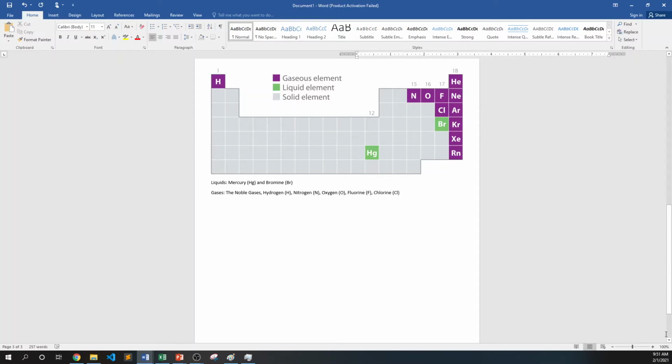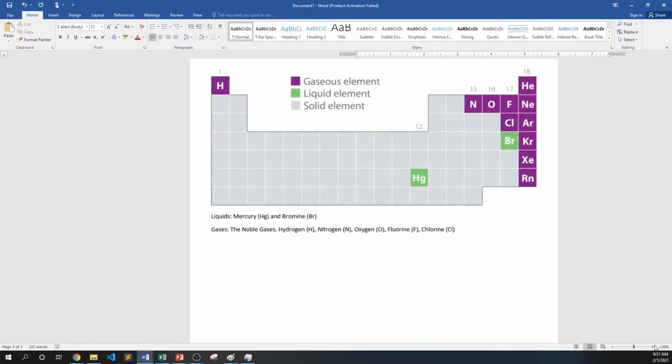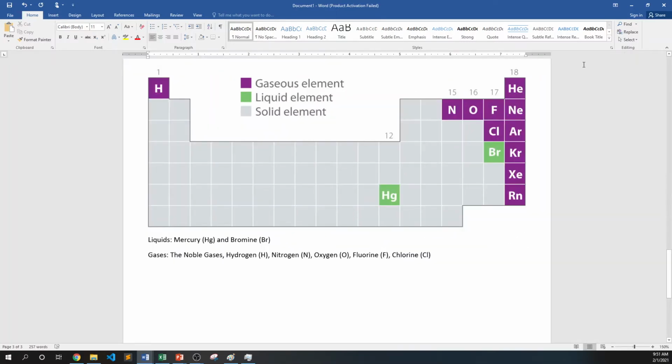If we look, the gases, except for hydrogen, are all connected to each other. It's the right-hand side, along with this L shape. Then hydrogen by itself. The only liquids are these two.